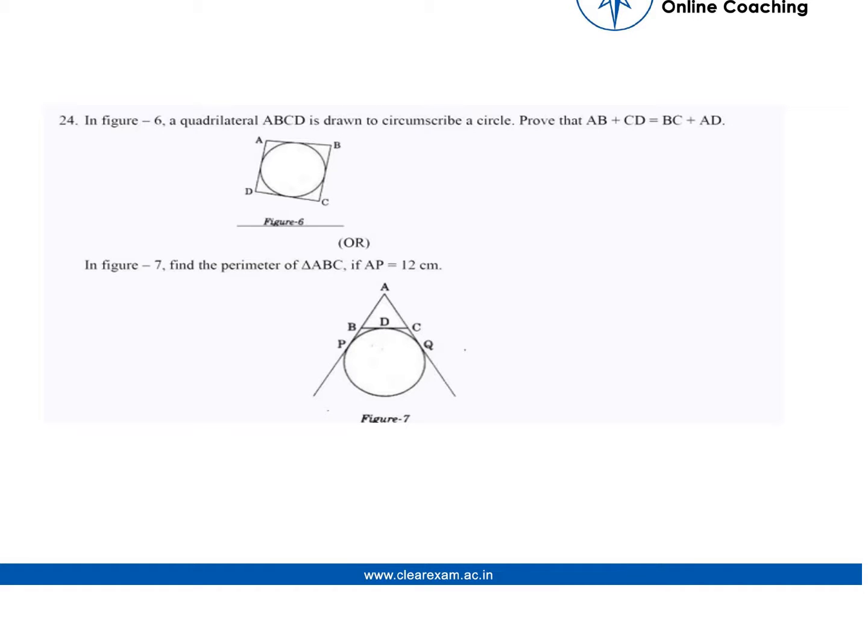In the given figure, a quadrilateral ABCD is drawn to circumscribe a circle. We have to prove that the sides AB plus CD are equal to the sum of the sides BC plus AD. Or, in the given figure, we have to find the perimeter of triangle ABC if the side length AP is equal to 12 centimeter.